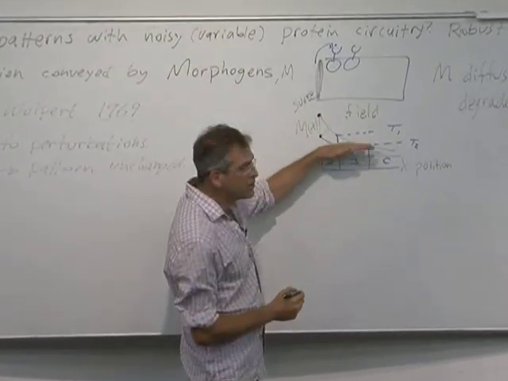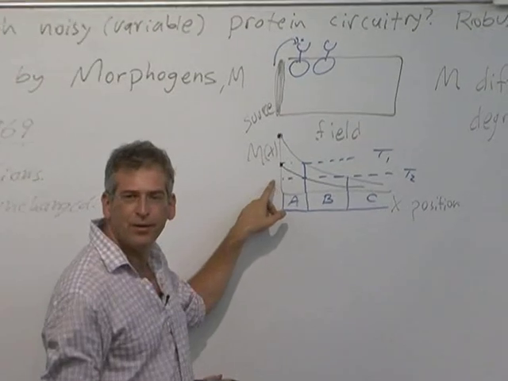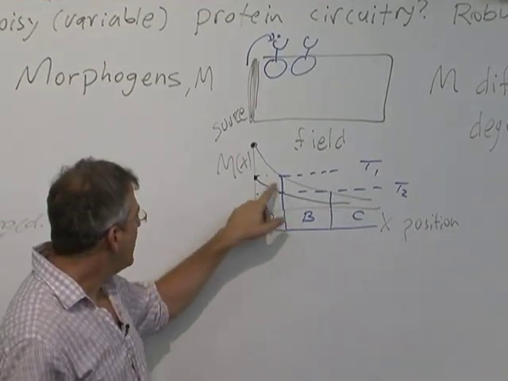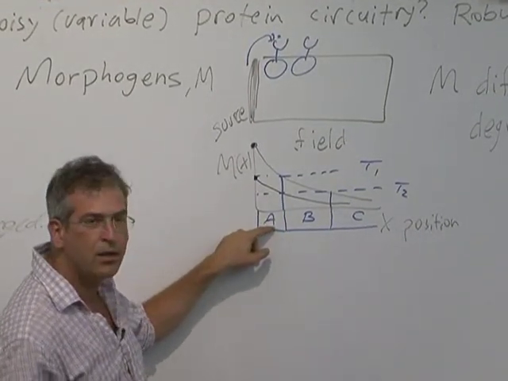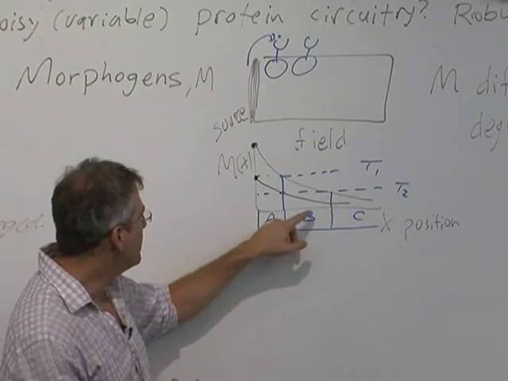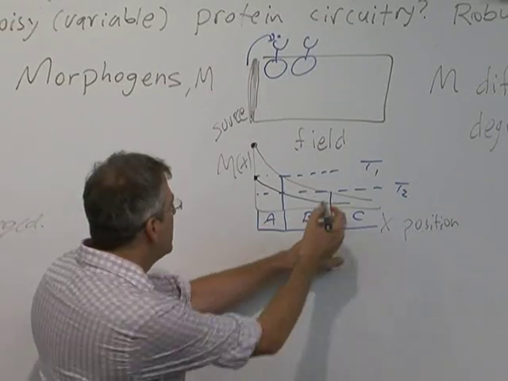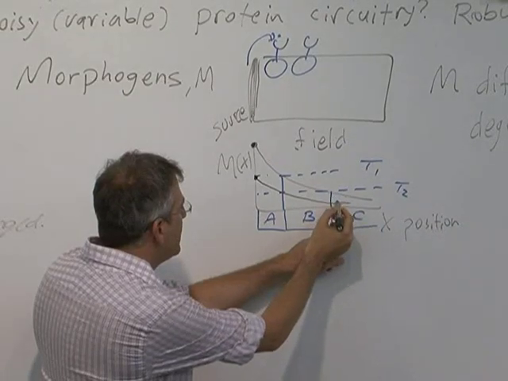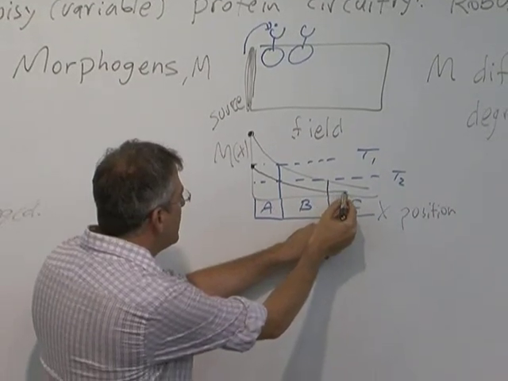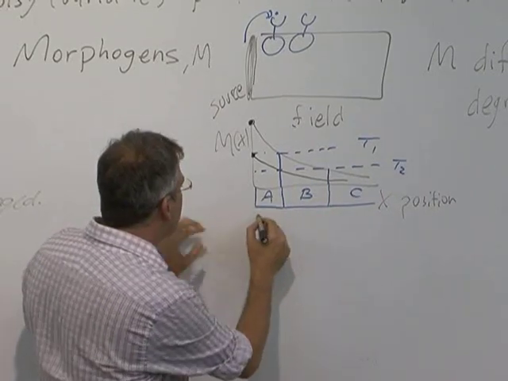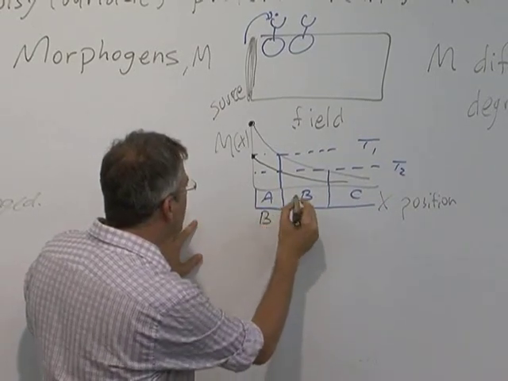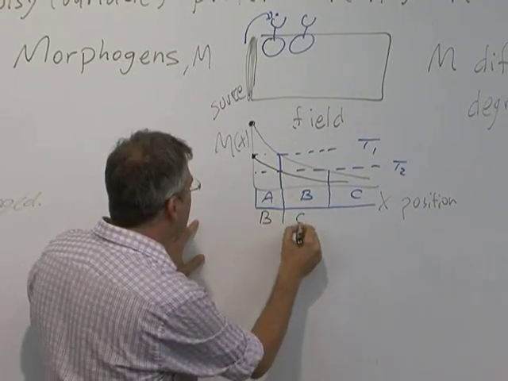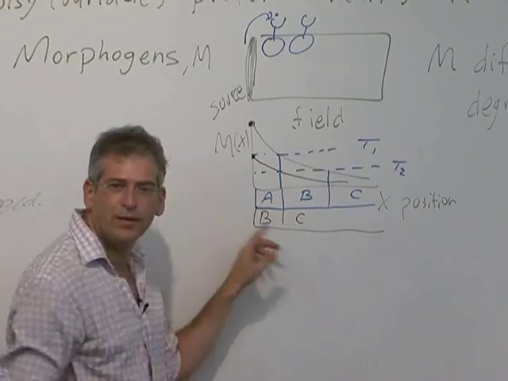You know, and I keep these thresholds the same. What happened to the pattern? What happens to area A? It disappears. And what happens to area C? Instead of... yeah, it starts. So it's a pattern that looks like B, C, something like this. It's an embryo that has no head and a big tail.